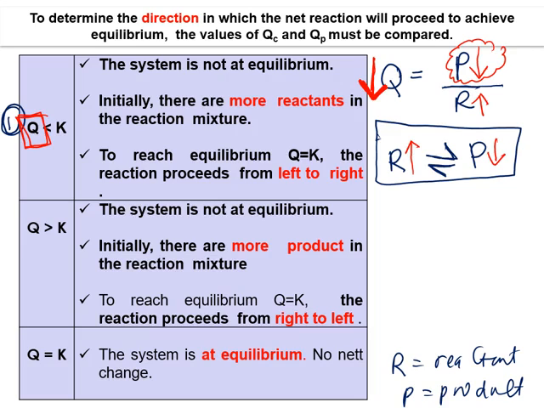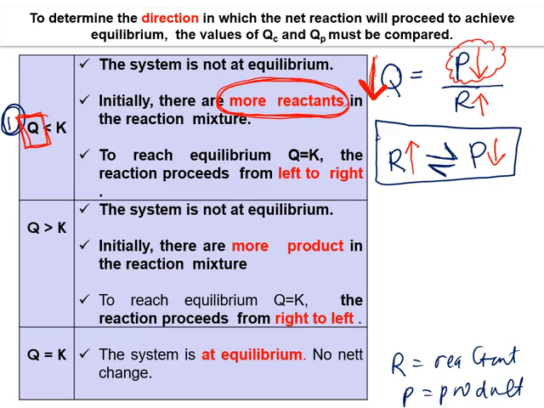Initially there are more reactants. Kenapa saya tahu dia ada banyak reactant? Dia ada lebihan reactant. Sebab Q kita smaller than K. Nilai Q kita kecil. So Q kita kecil sebab apa? Sebab produk nilai dia kecil bahagi dengan nilai reactant yang besar. Betul? So that's why lah reactant is more than product.